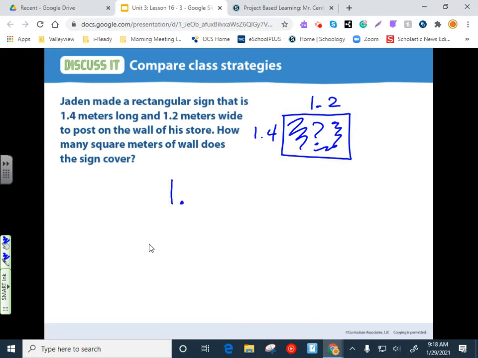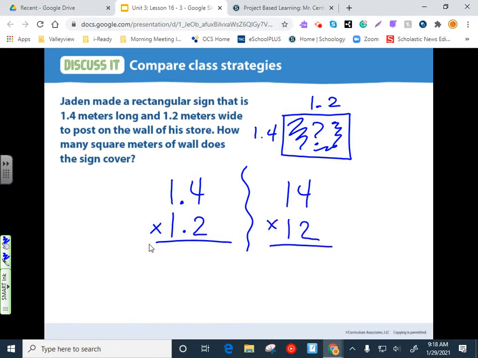So let's set this up with 1.4 and 1.2. What I tell kids when they're multiplying decimals is really just ignore the decimal places for now and basically pretend that this is like 14 times 12. Again, just ignore those decimal points right now. You've got a classic 2-digit multiplication problem.